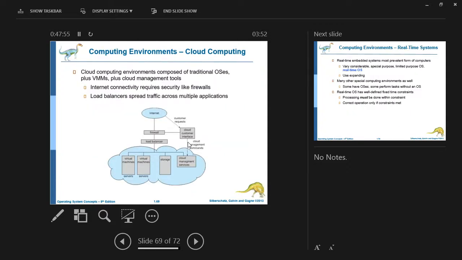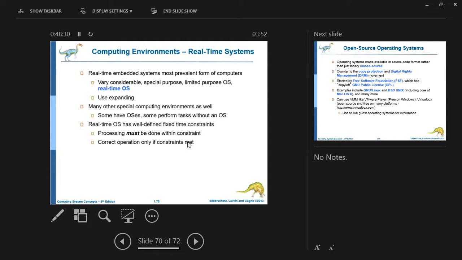Cloud computing environments are composed of traditional OSs plus virtual machine managers plus cloud management tools. Internet connectivity is a must to access cloud services. And of course, security, as I said, is more essential because any adverse user can access your credentials lying on the cloud. A load balancer spreads traffic across the multiple applications. When you have more applications, balancing them among the users is one kind of phenomenon that you have to adopt.